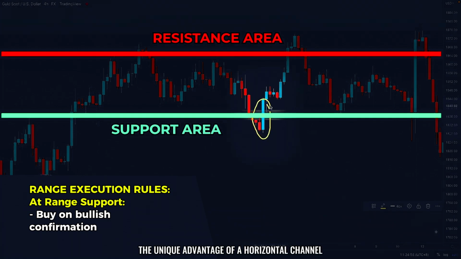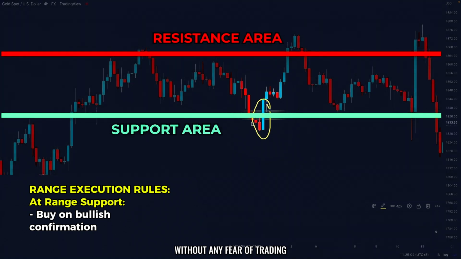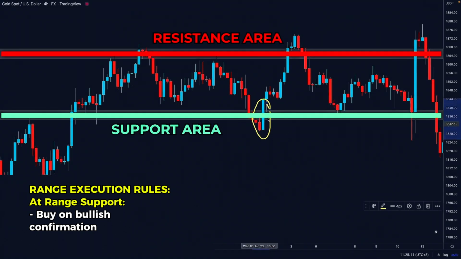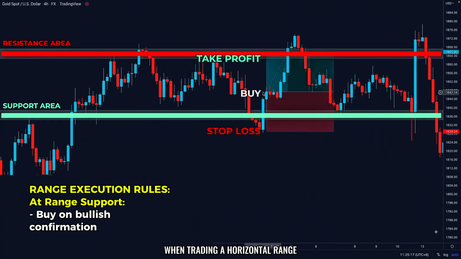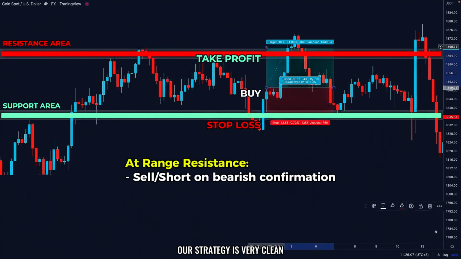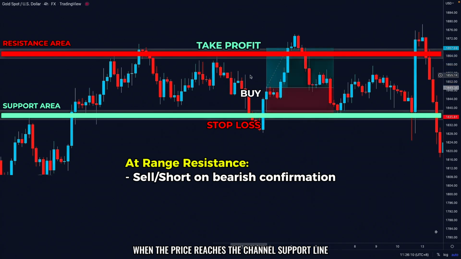The unique advantage of a horizontal channel is that you can buy or sell without any fear of trading against a dominant trend, simply because there is no trend. When trading a horizontal range, our strategy is very clean. When the price reaches the channel's support line at the bottom, we wait for bullish rejection and buy. When the price reaches the channel's resistance line at the top, we close our buy position and immediately look to enter a short trade, riding the price back down to support.